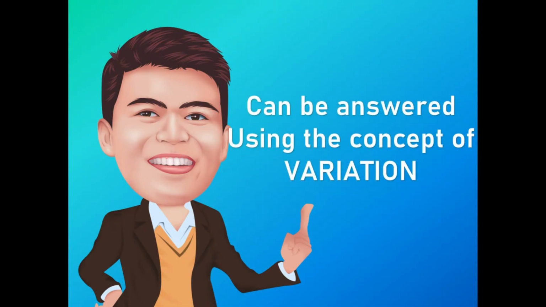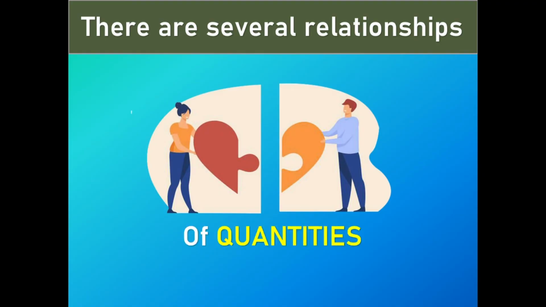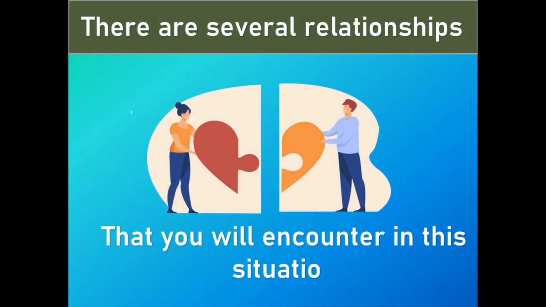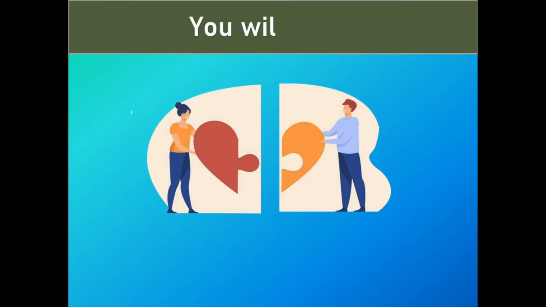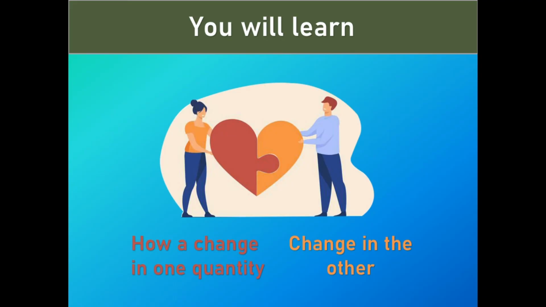This type of question can be answered using the concept of variation. As what I've told you before, there are several relationships of quantities that you will encounter in this situation. You will learn how a change in one quantity has a predictable change in the other.